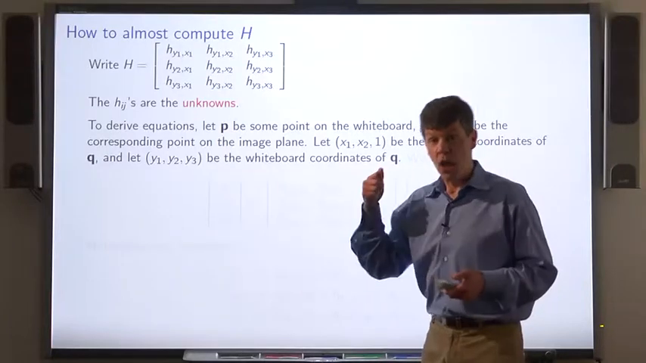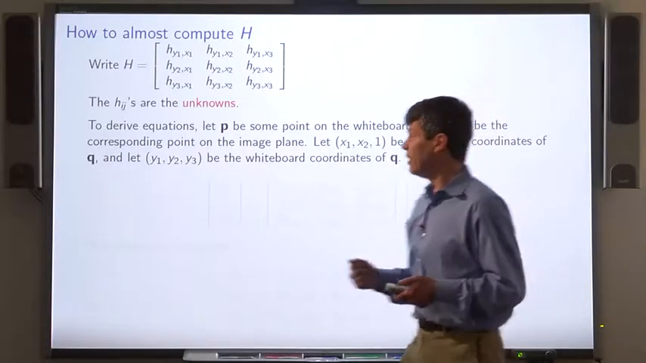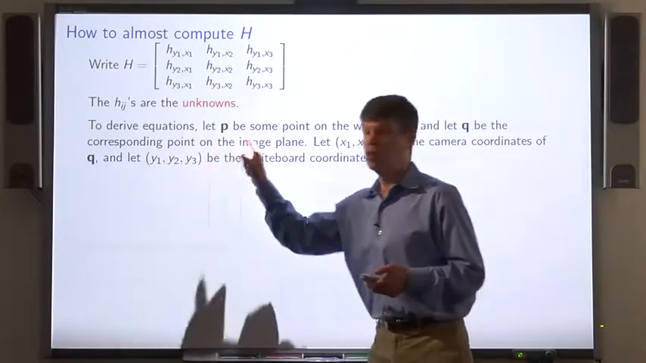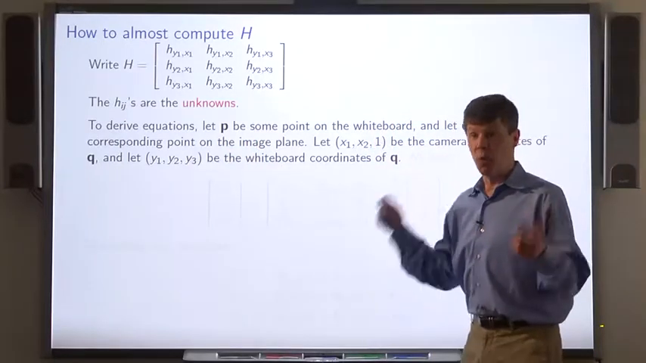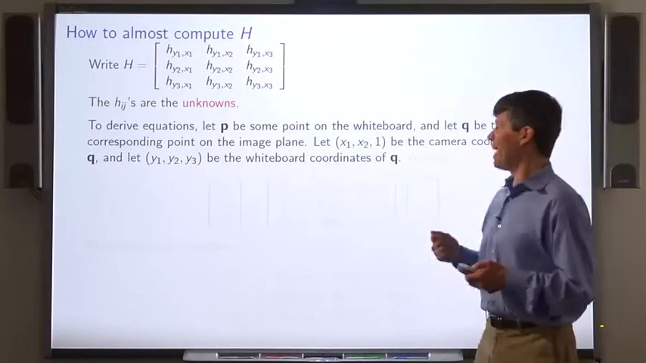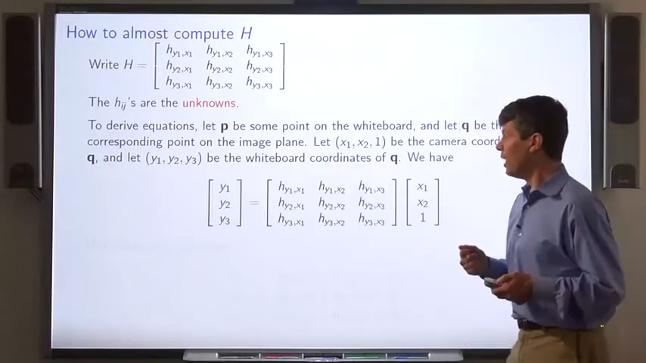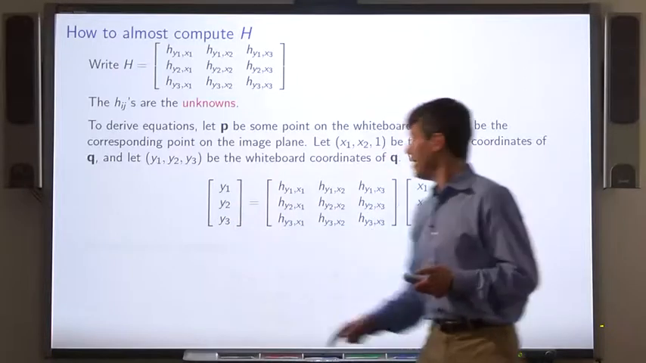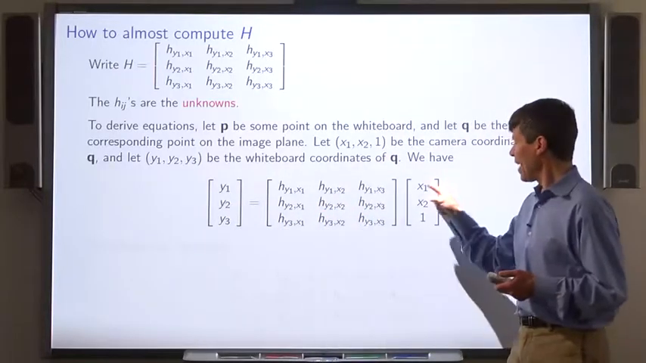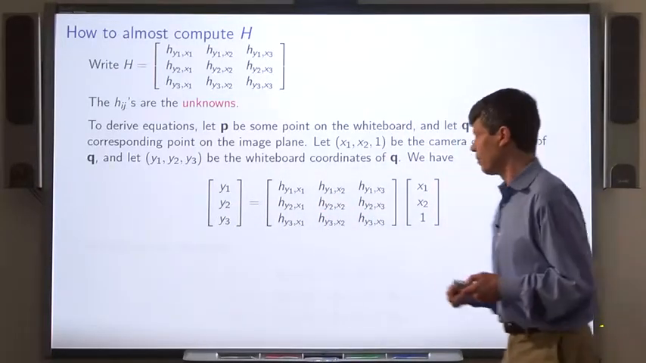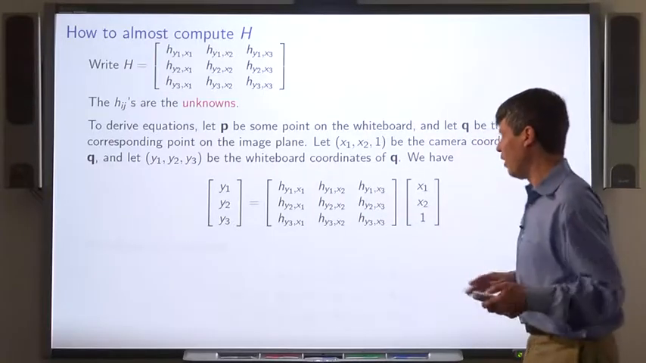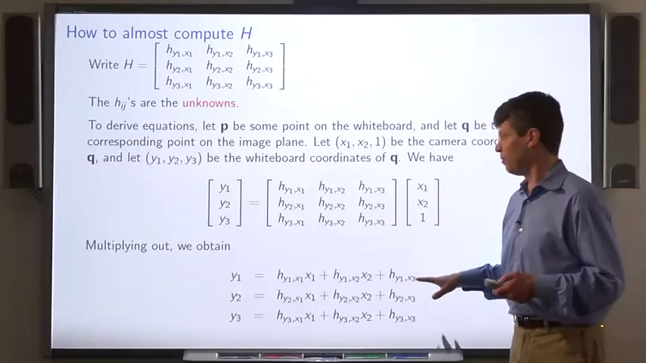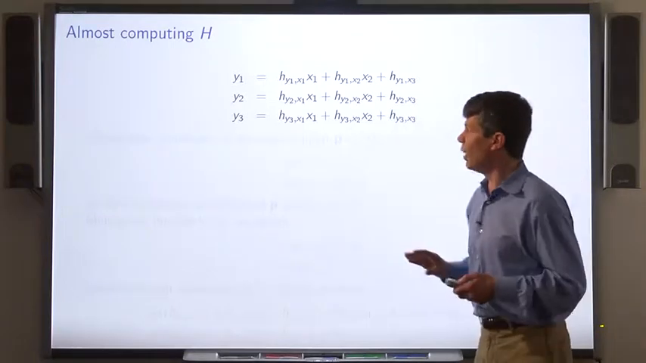That is the coordinates with respect to the camera basis, and let y1, y2, y3 be the whiteboard coordinates of the same point Q. So then we have that the vector y1, y2, y3 is the matrix H times x1, x2, and 1. Now let's multiply everything out, and we get these equations. So here are the equations.